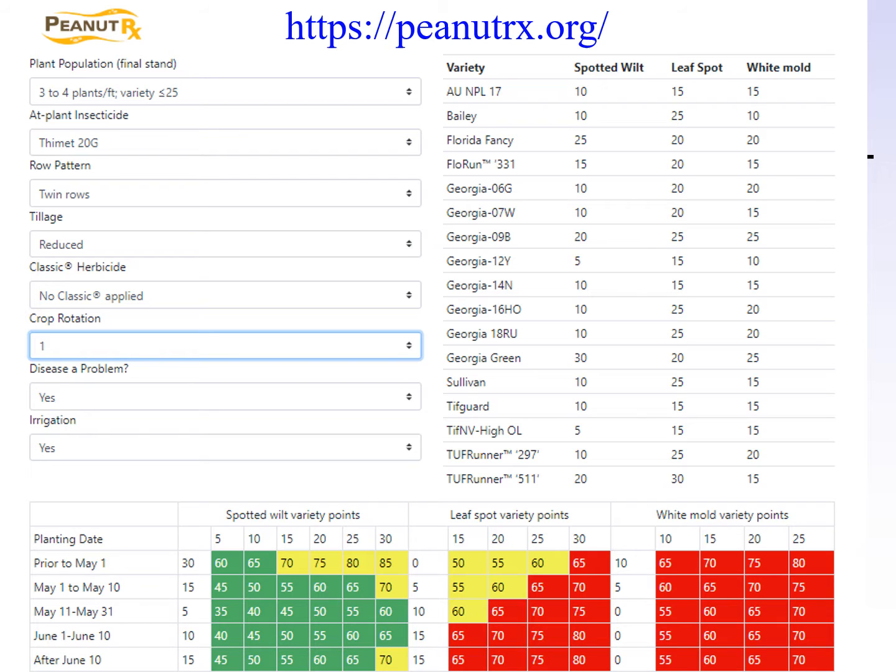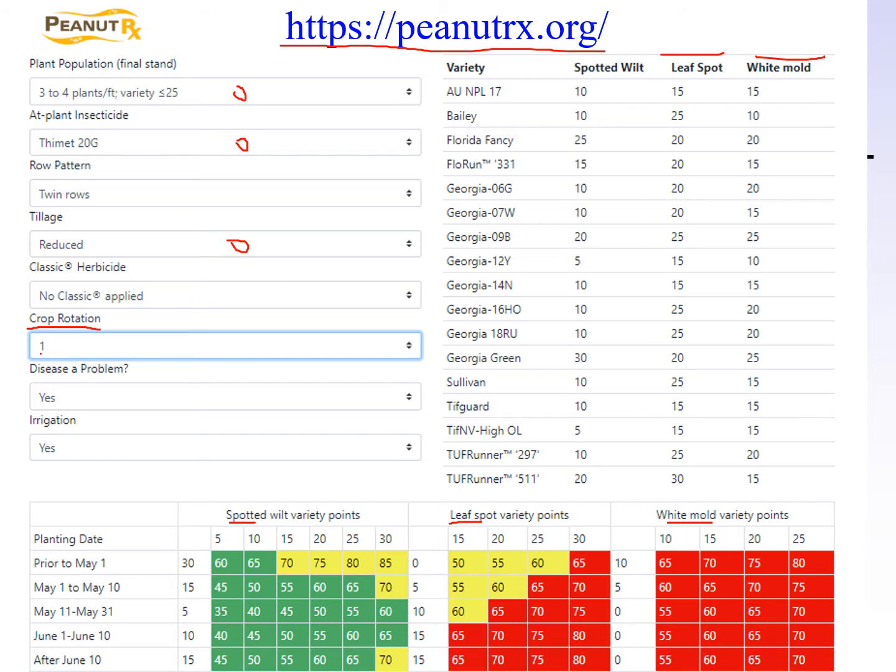That's the interaction between crop rotation, as we see here, and reaction to leaf spot and white mold. This data comes from the Peanut RX. The website can be found here, and you can do this for yourself. You can go in and modify each of these characteristics that you see here. Each of these factors can be modified, and you can see the impact of modifying those production factors on the disease risk that you see here along the bottom for spotted wilt, for leaf spot, and for white mold. Green means low risk, yellow means moderate risk, and red means high risk.